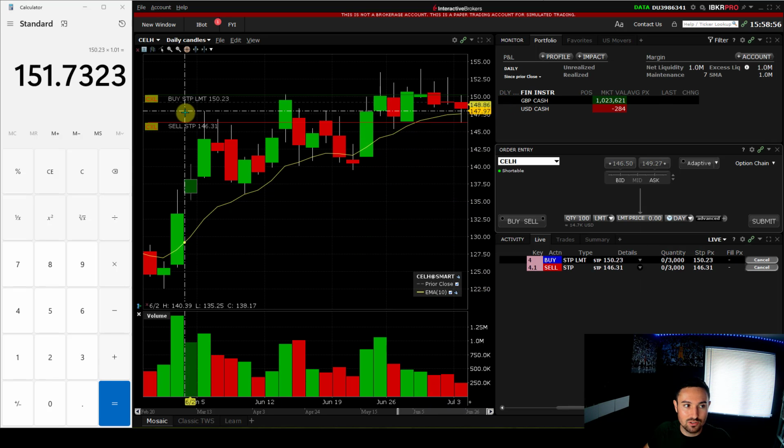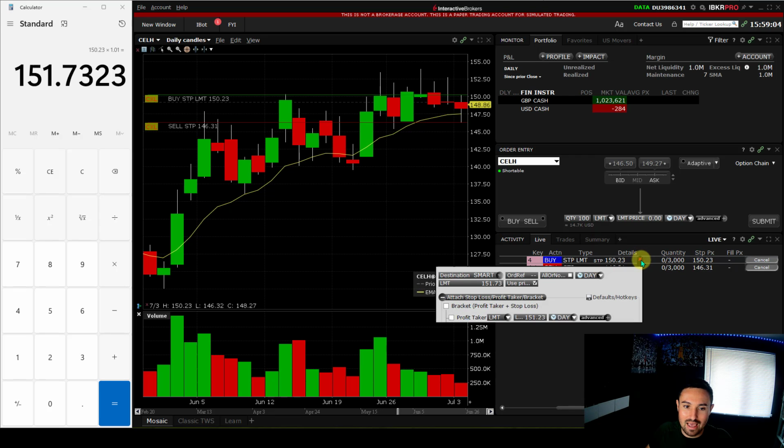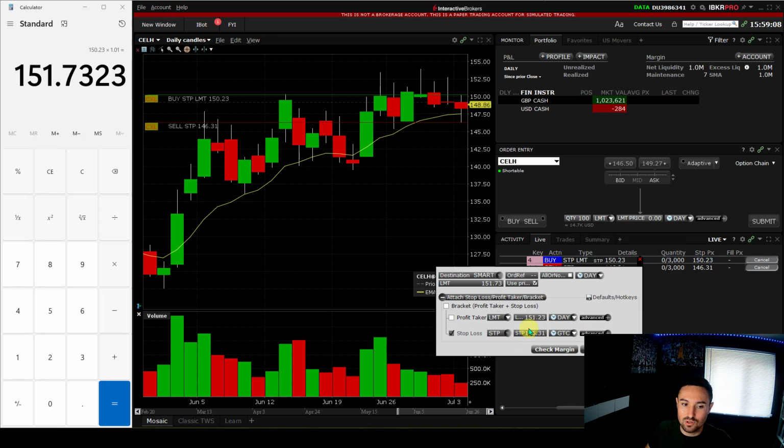So now the order is in. The buy stop limit order is in here. So the buy stop is the high of that bar there, 150.23. But remember that we're looking to buy it within a percent of it. So that's going to be 151.73. And then our stop loss is placed down here at 146.31, a cent below the low of that bar.